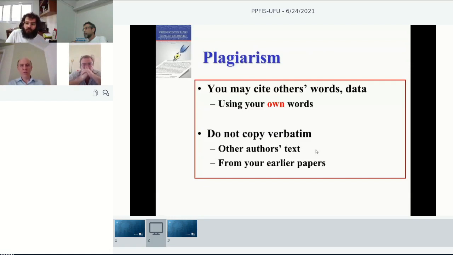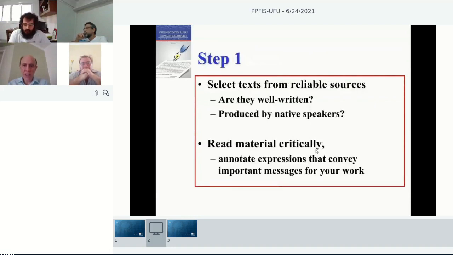The first one is obviously to select reliable sources. I like, for instance, books. Books are excellent because they are always well written and they are very good for some of the messages they want to convey. So obviously it's better to choose text produced by a native speaker, and then you have to read all of this text critically.